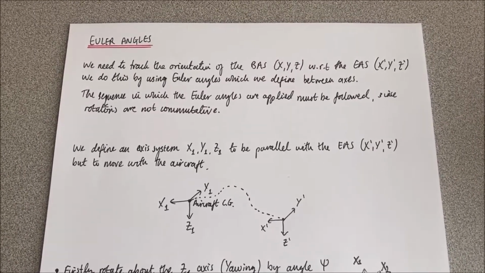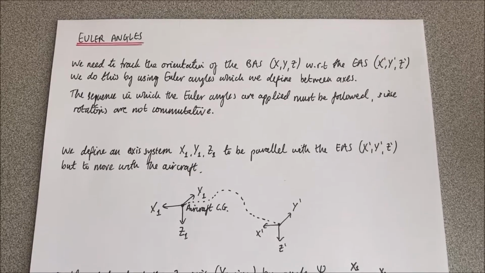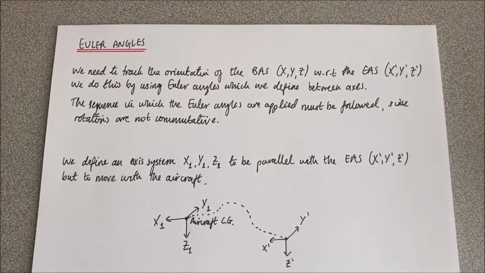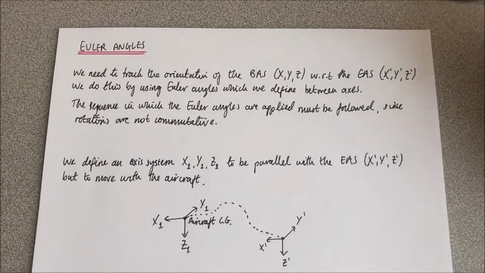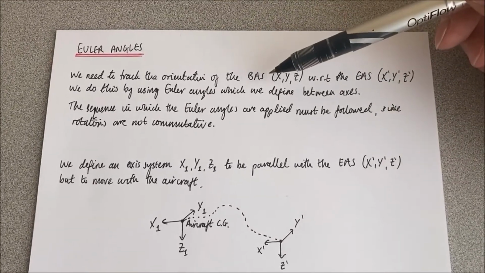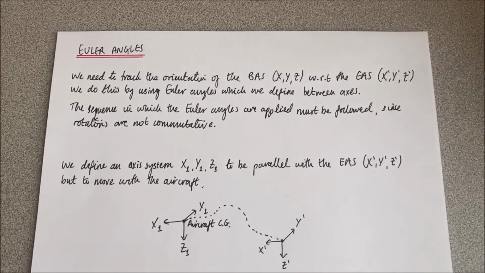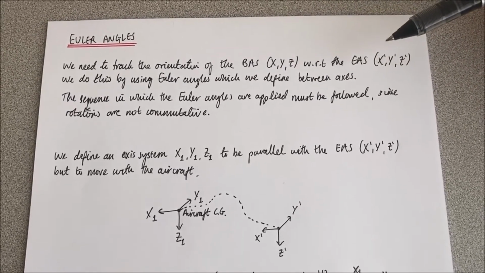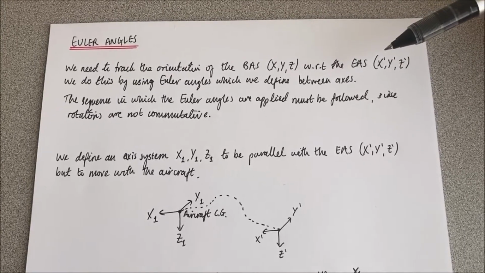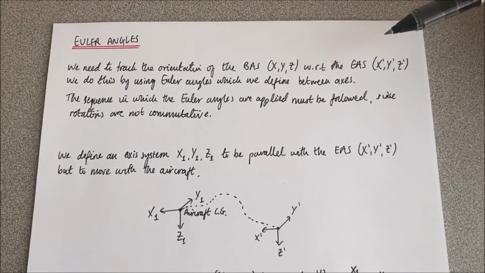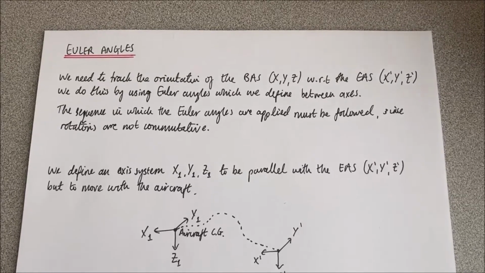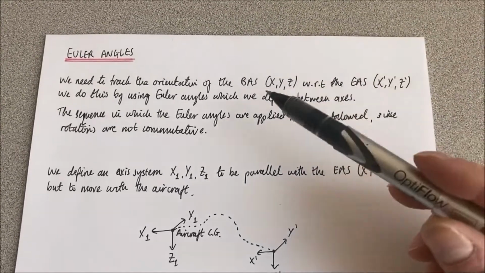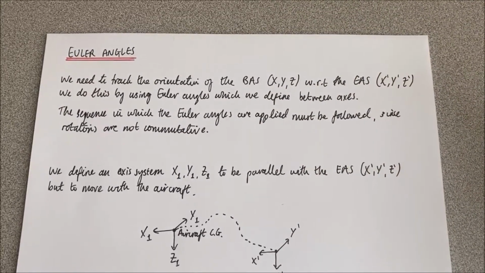So the next step in our derivation of the aircraft equations of motion is that we need to track the orientation of our body axis system, which is located at the aircraft centre of gravity position, remember, with respect to the Earth axis system. And we do this by defining a series of Euler angles which define these angles between these two axis systems.